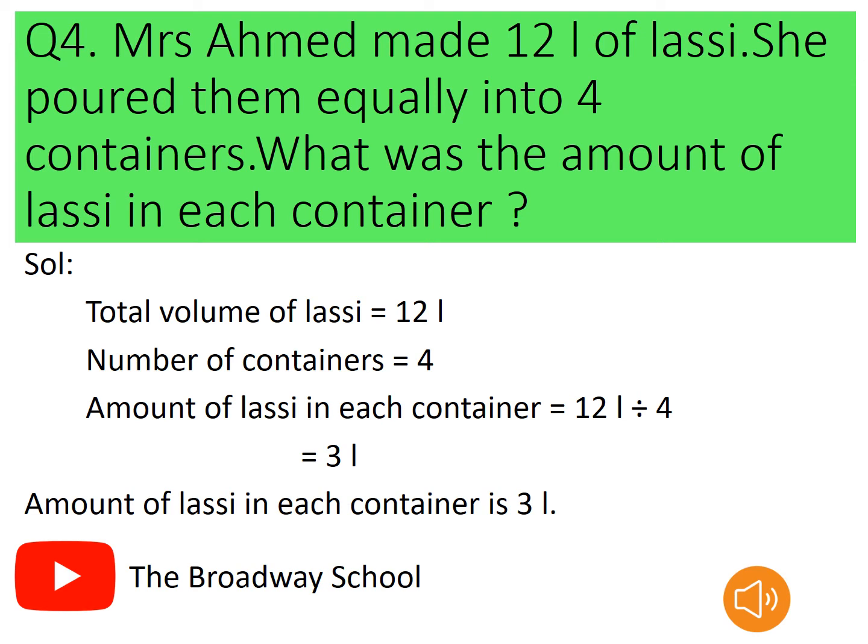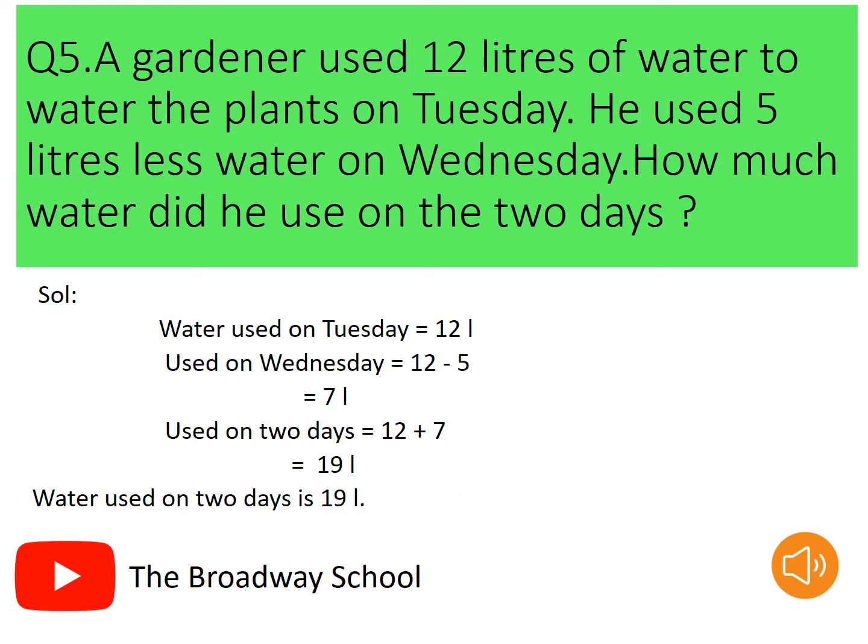Total volume of lassi, first statement, is equal to 12 liters. Number of containers 4. Amount of lassi in each container is equal to question mark, and then 12 liters divided by 4 is equal to 3 liters. So the amount of lassi in each container is 3 liters. Students, now move on to page number 134.